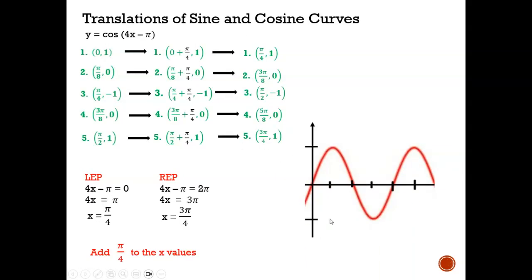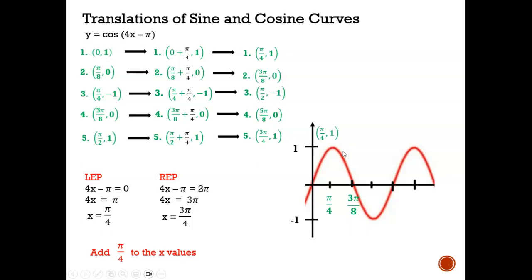So let's look at that graph right here. So remember, cosine actually starts right here at the top, pi over 4 and 1. So that should be my first point. I go up to 1, I go down, negative 1. So at pi over 4 and 1, that would start my graph right there.